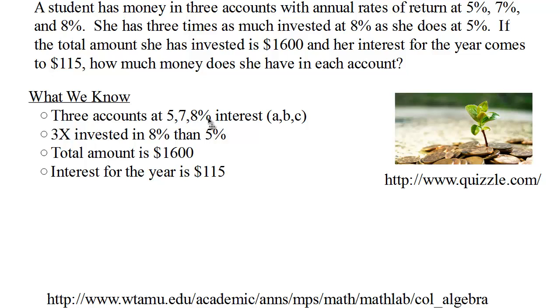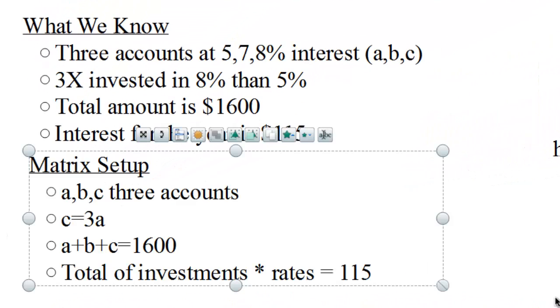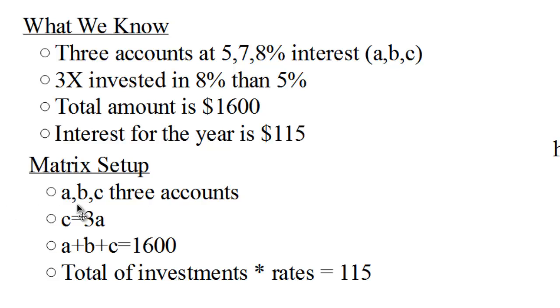So what do we know? The 3 accounts are at 5, 7, and 8% interest. Let's call them A, B, and C, but you can call them anything you want. We also know that there's 3 times the amount invested in C as there is in A, the 5% account. And we know the total amount of the investments is $1,600, and their interest is $115. So let's turn that into equations.